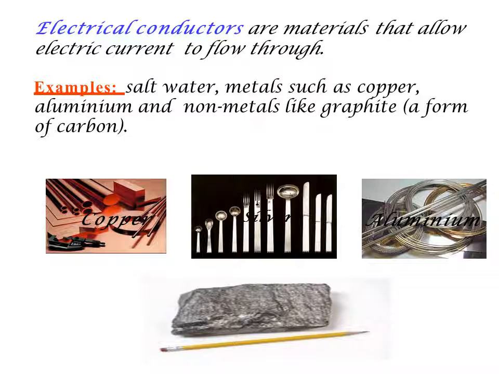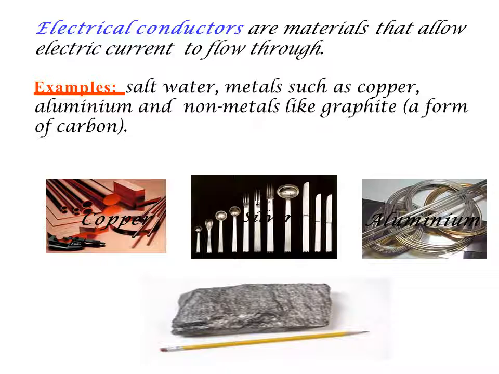So electric conductors are materials that allow electric current to flow through them. That means they allow the electricity to flow within the body. Examples we have are salt water, sodium chloride solution. Then we have metals such as copper, aluminium, and even iron also we can include here, and we have non-metals also. Non-metals like graphite, which is a form of carbon. That means graphite is also an electric conductor.